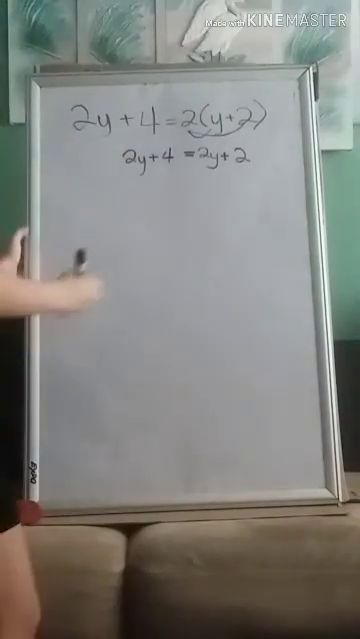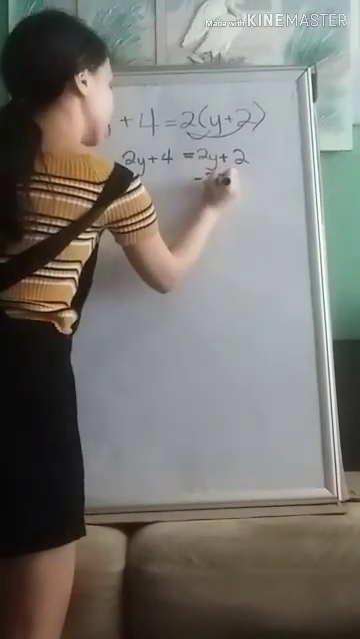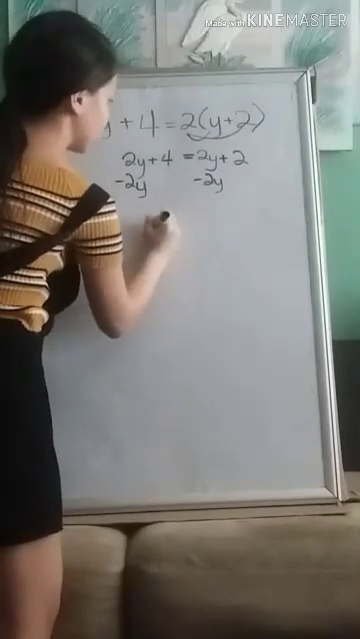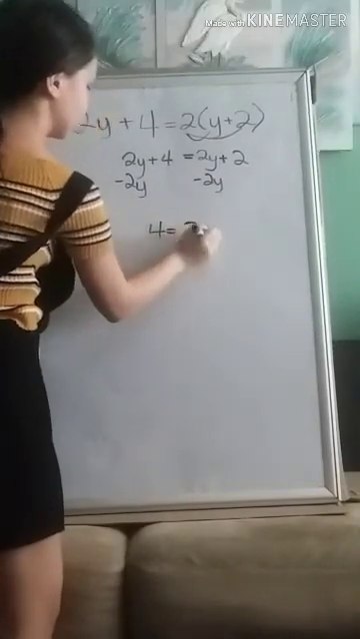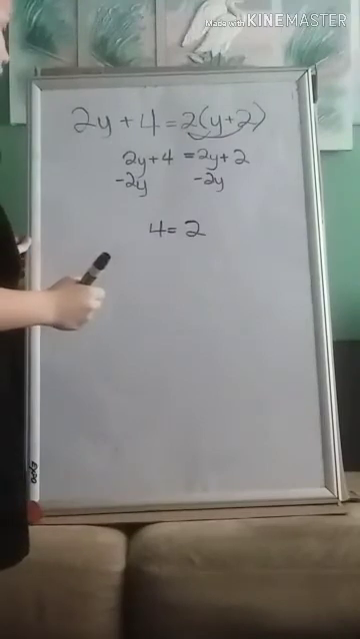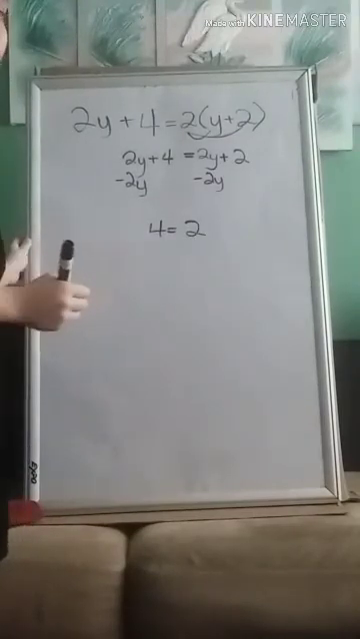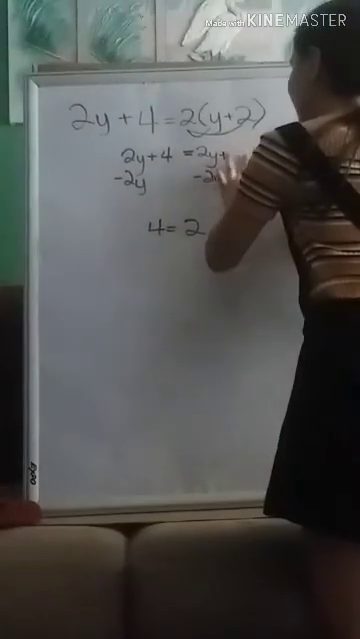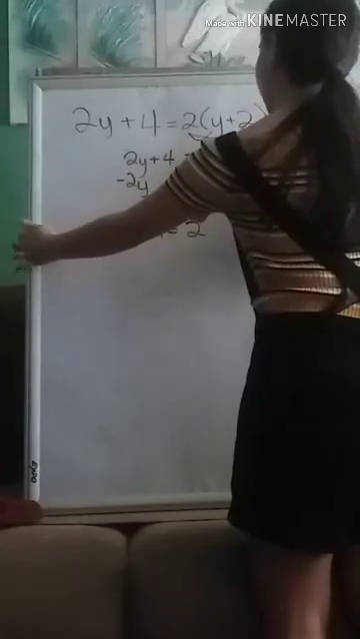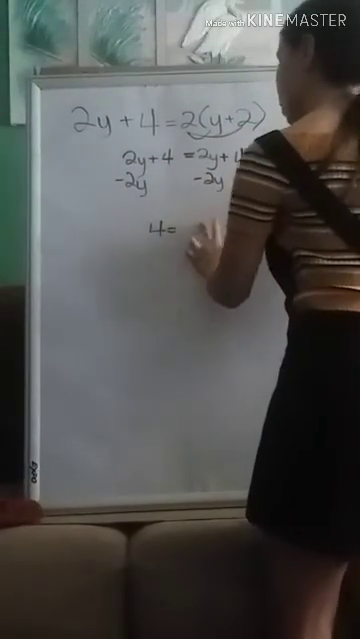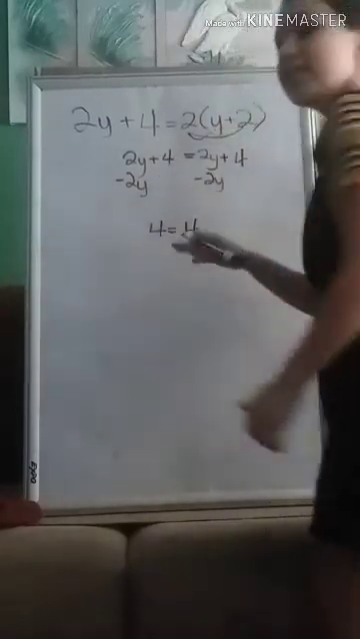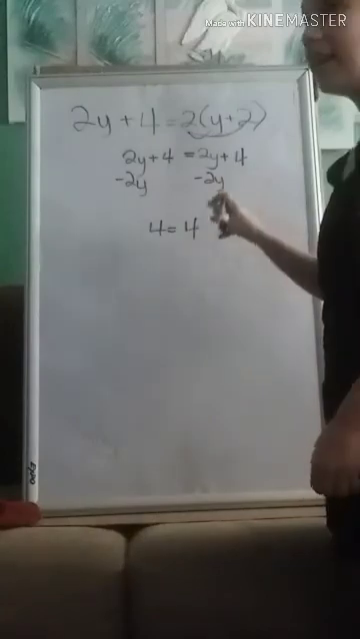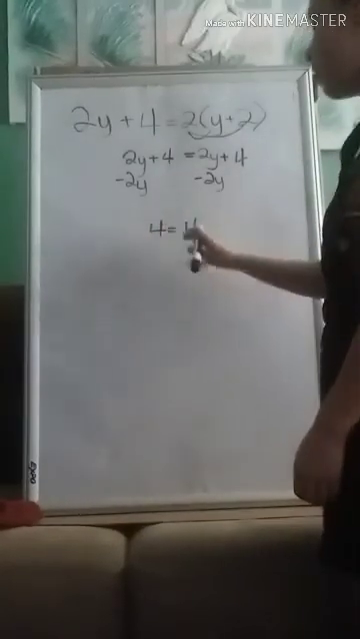Now let's move on to our variables. Let's minus it over this side. So now it's just 4 equals 4. Equations like these, where it's both 4, mean that it's an infinite solution because it's equal on both sides and they're the same number.